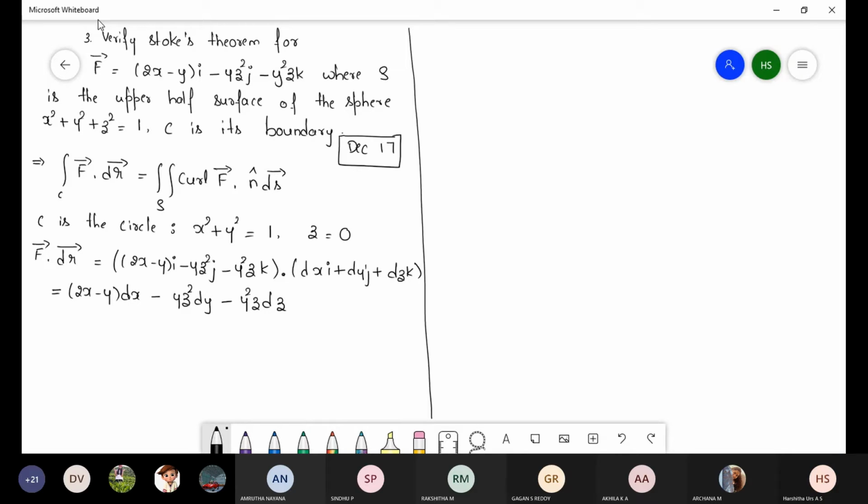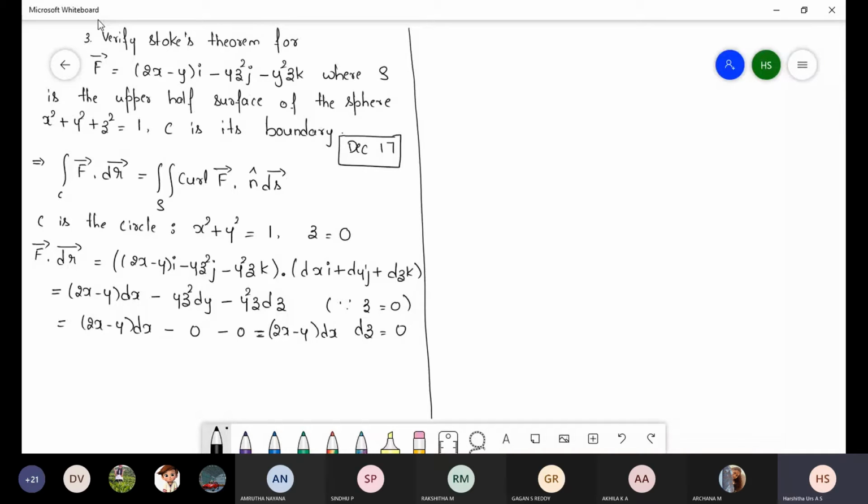But as given, z is equal to 0 because it is the upper half of the sphere where z is equal to 0. So wherever z and dz are there, we substitute 0. So (2x minus y) into dx, here z squared is 0, here also 0. So we get (2x minus y) into dx.